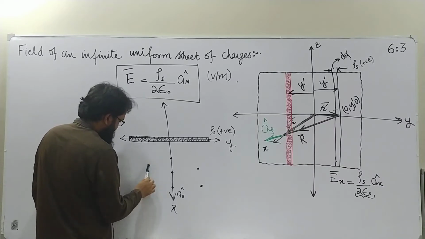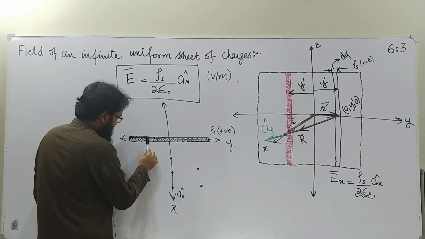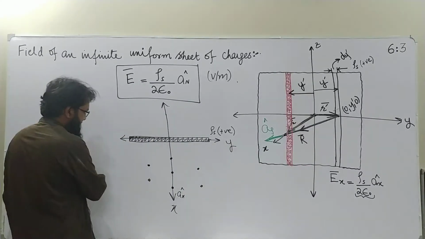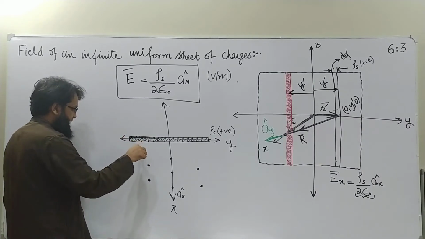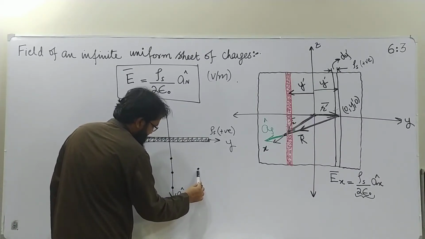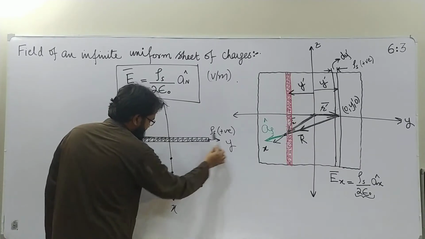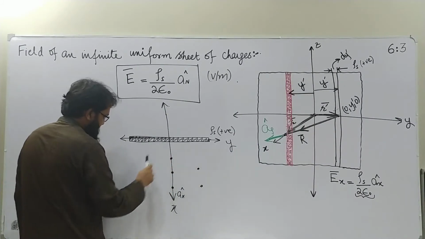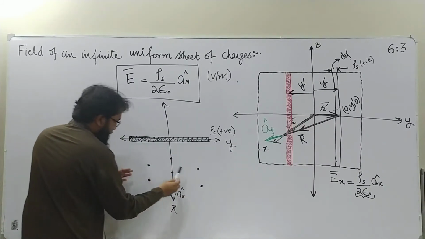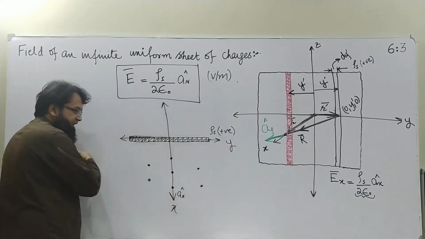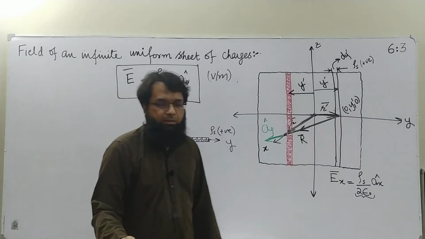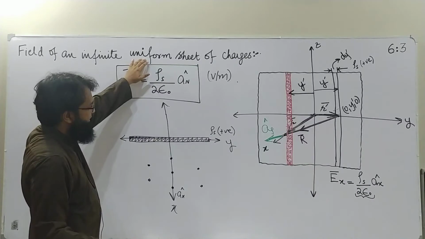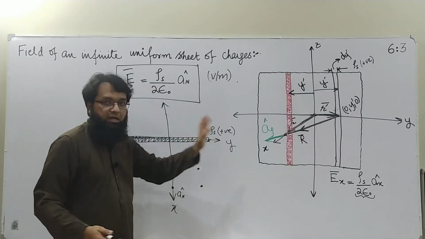If you are looking at the sheet from this point, the area of the sheet towards the right of this point is infinity, and towards the left is infinity, and above infinity and below infinity. So it does not matter whether you observe this sheet from here or here, or a million miles on the right or a billion miles on the left, you will experience the same amount of field everywhere, as long as the sheet is of uniform surface charge density, meaning that rho s has a constant value.